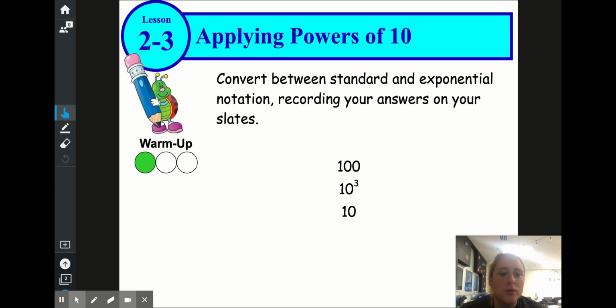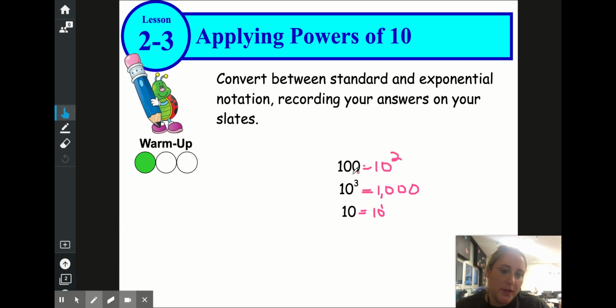Before we begin, let's do a little warm up to review some of the things we've talked about this week. Taking a look at the numbers 100, 10 to the third, and 10, I want you to convert between standard and exponential notation. So record your answers on a piece of paper or a slate and pause the video, write those down, and come back.